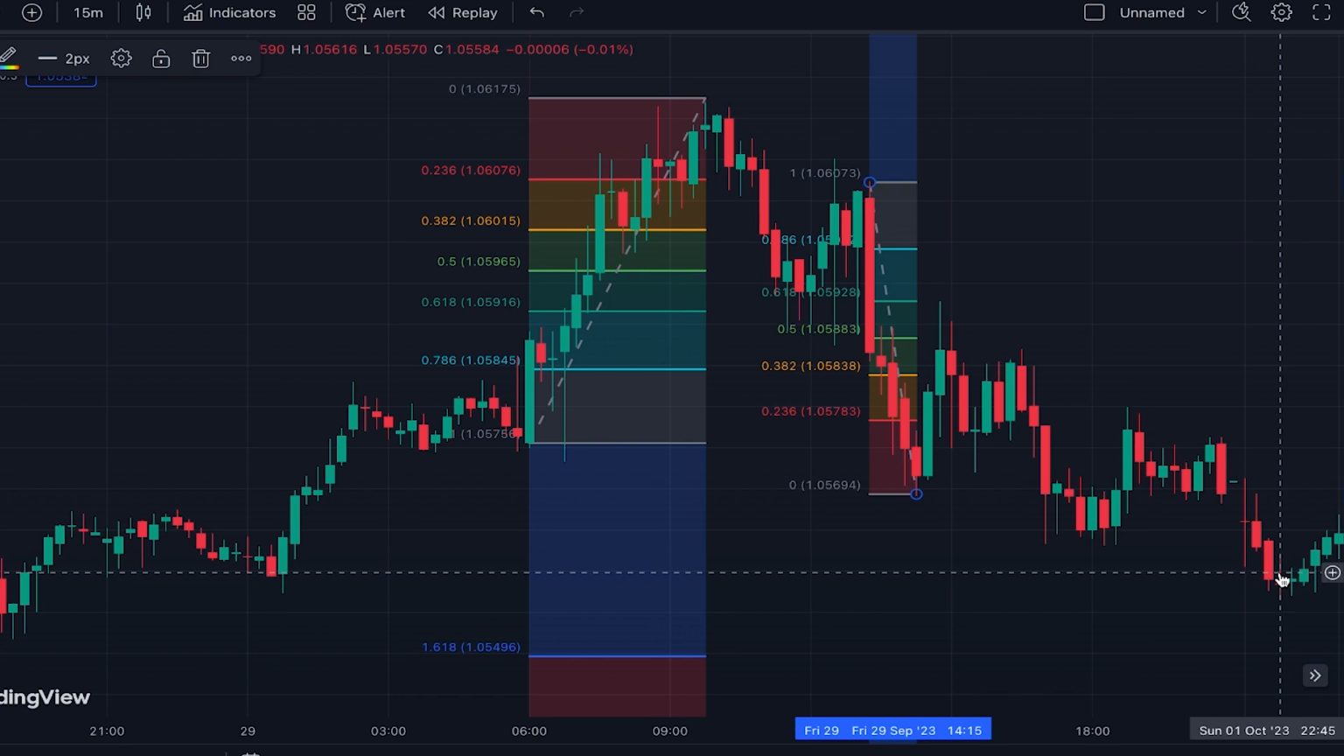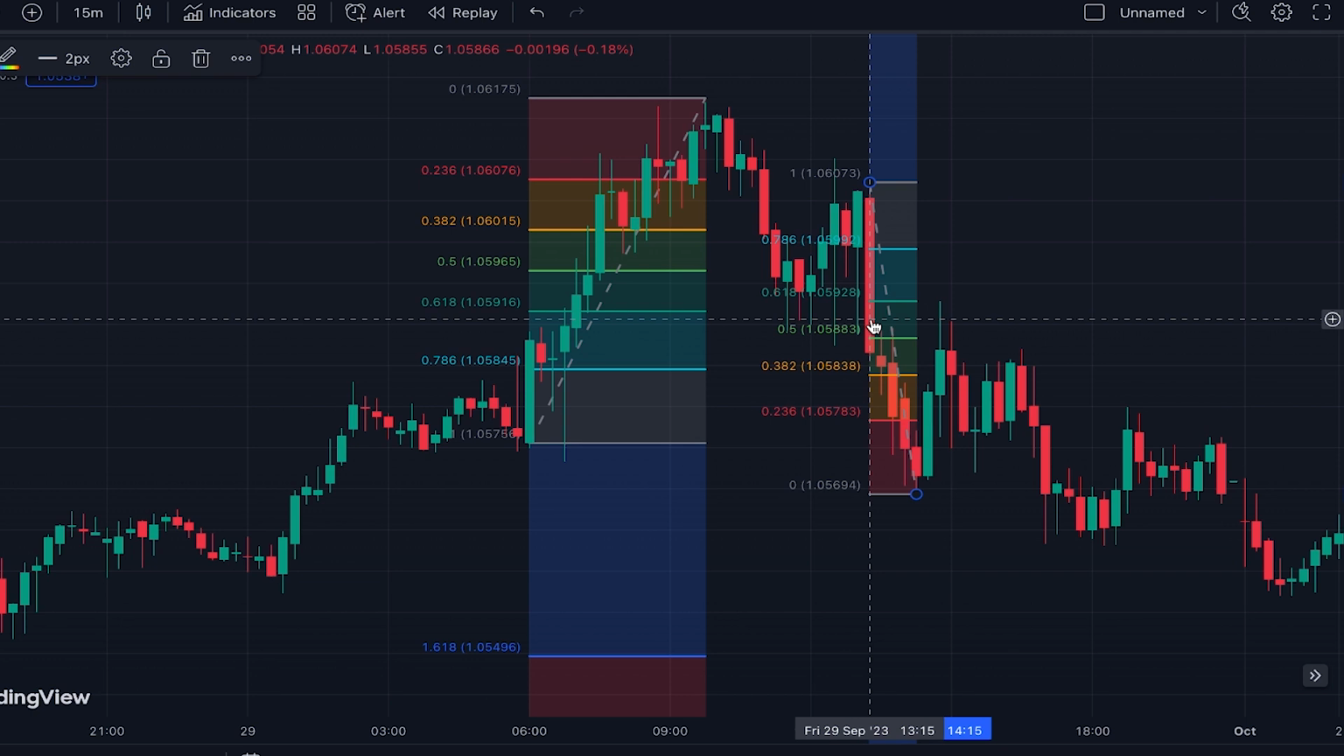I repeat one more time the important point that I just mentioned. Fibonacci retracement levels are only alert zones, and for taking any trading decision, you must have confirmation from other tools and aspects of technical analysis.